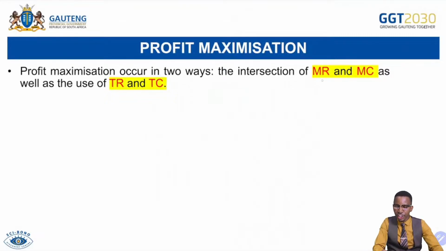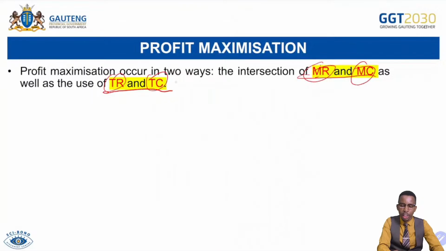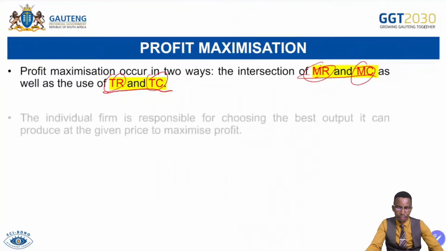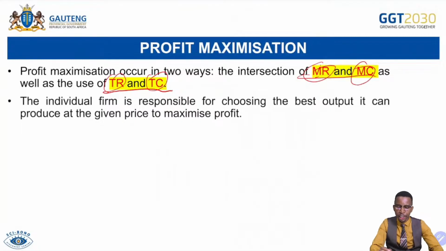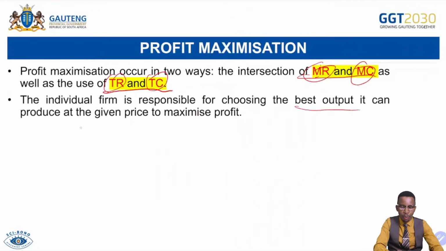Firstly, the intersection of MR and MC, which is marginal revenues as well as marginal cost, as well as using TR and TC. So the intersection is MR and MC, but as for TR and TC, intersection doesn't mean profit maximization. Remember, under this condition, the profit is maximized when total cost is furthest away from total revenue. The individual firm is responsible for choosing the best output it can produce at the given price to maximize its profit. Remember, each firm is always willing to maximize the profit.